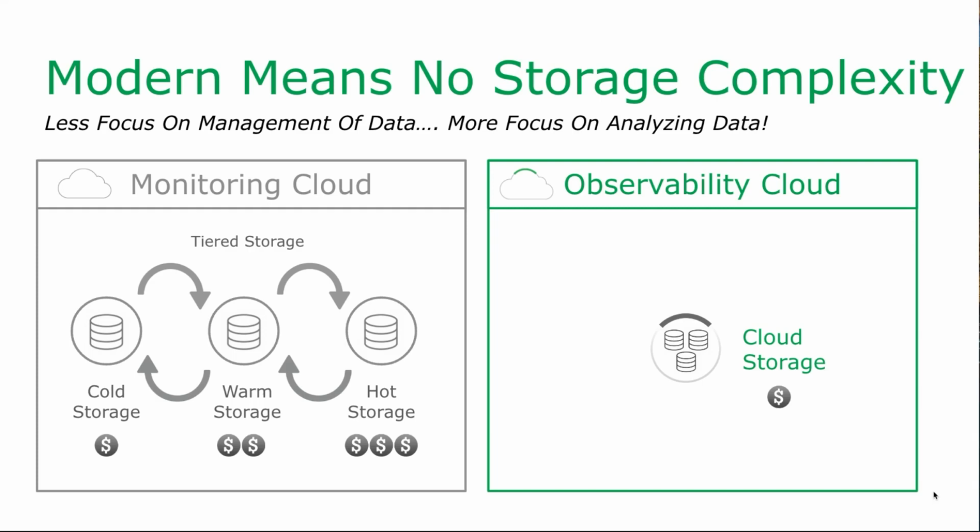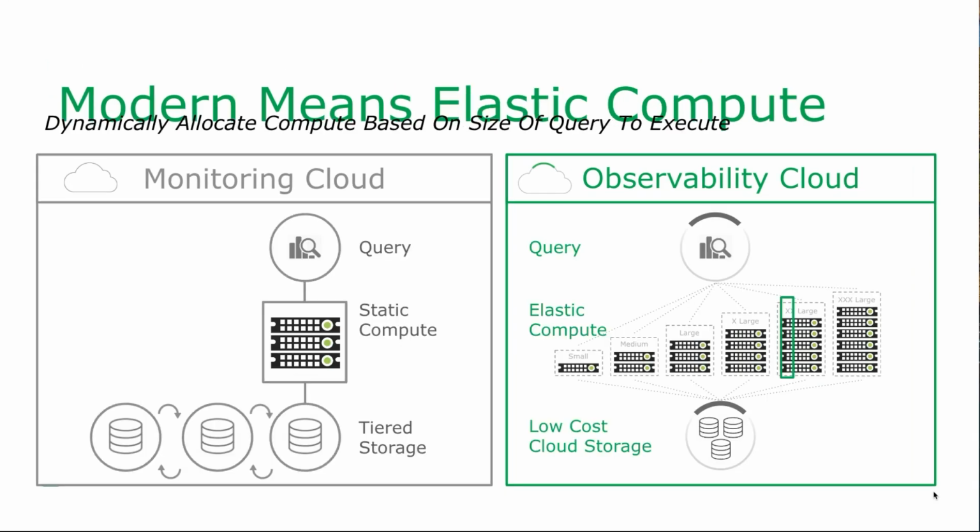So Observe stores everything in cloud storage. It's always hot and compressed and decompressed on the fly. So there's no need to worry about what data is living within what tier. And you can always go through and query any of the data within the system.